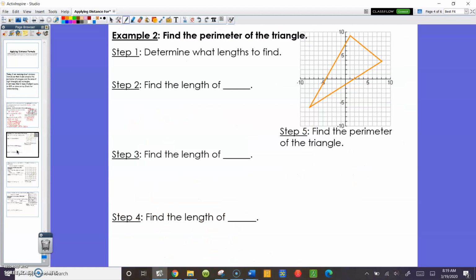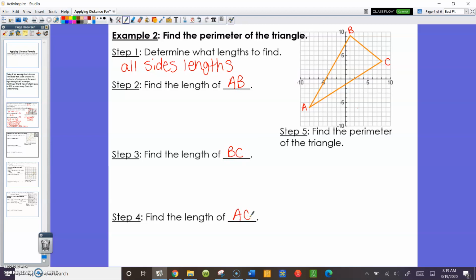All right, example 2. Find the perimeter of the triangle. Let's determine what lengths to find. We don't have any vertical or horizontal lines, so we are going to have to find all side lengths. I'm going to label my vertices to make it easier to organize my work. First I'll look at AB. Next, I'll look at BC, and then finally AC.